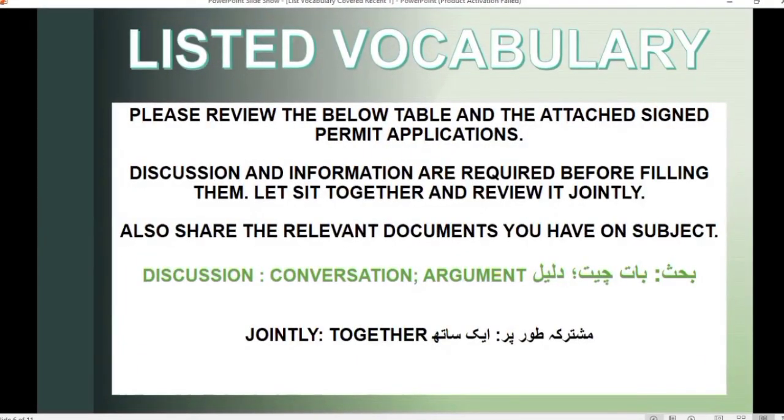Please review the table below and the attached signed permit application. Discussion and information are required before filing them. Let's sit together and review it jointly. Also share relevant documents you have on the subject. Discussion, conversation, argument, jointly, together, मुश्तरका तौर पर साथ मिलकर.